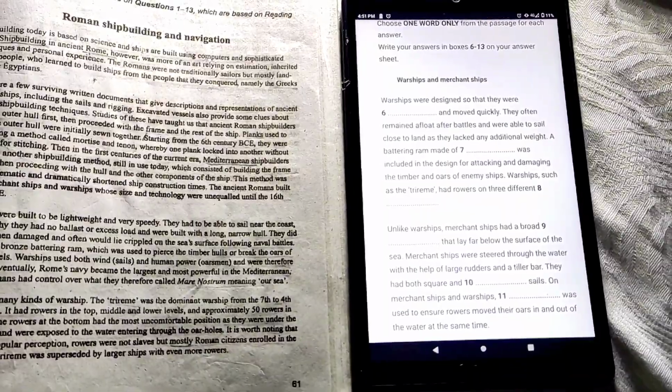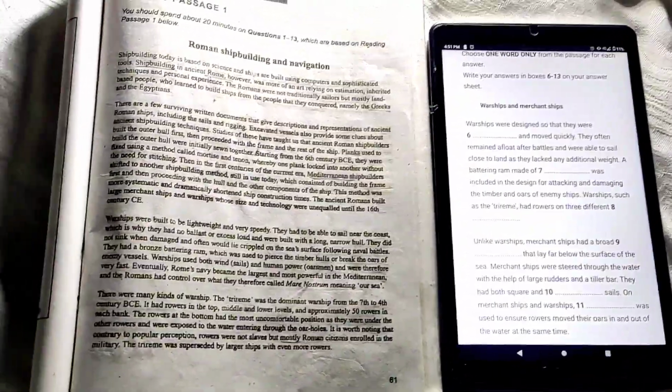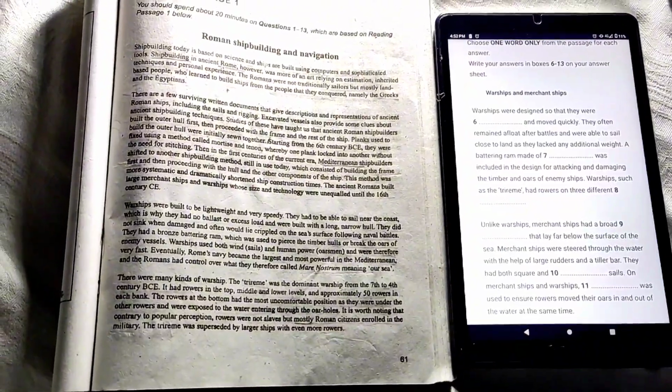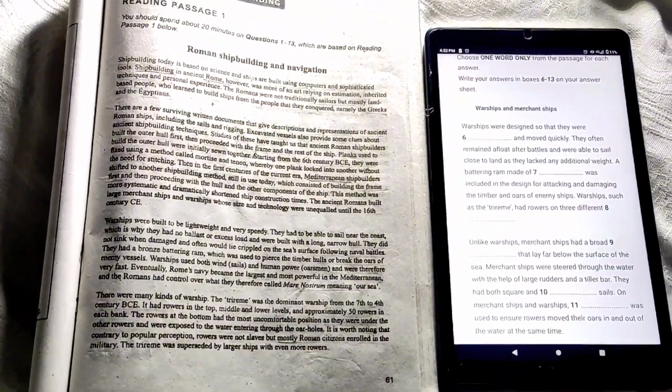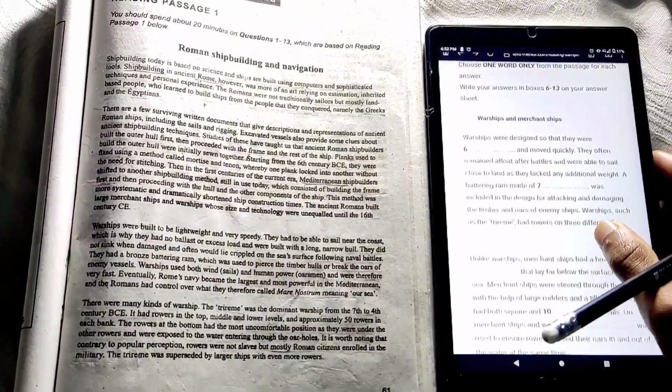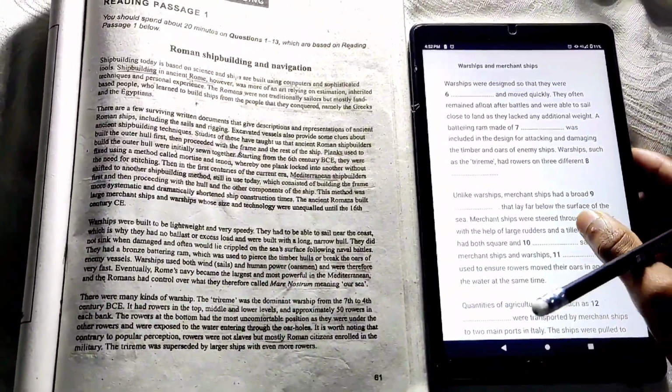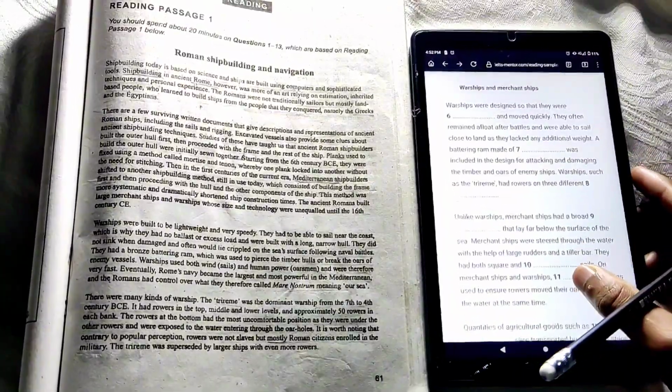It's Warship and Merchant Ship. It's in Cambridge 16, Test 3. It's one word only, and there are overall eight gap fill questions.